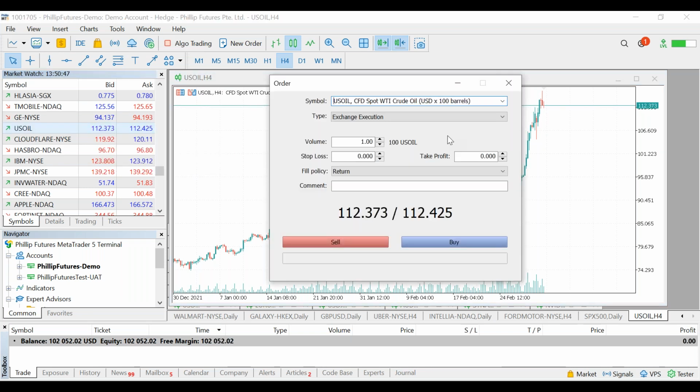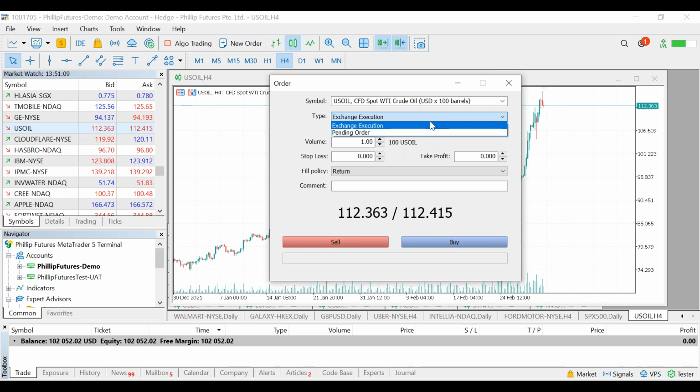Here you can see that volume one CFD is equal to 100 barrels of US oil. From here you can also choose different types of execution. Currently by default it is the market order, where you only input the volume right now, and then it will match you with the best price available.